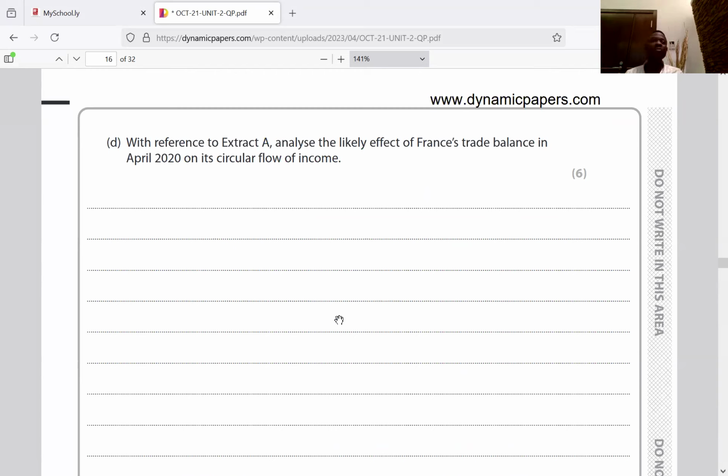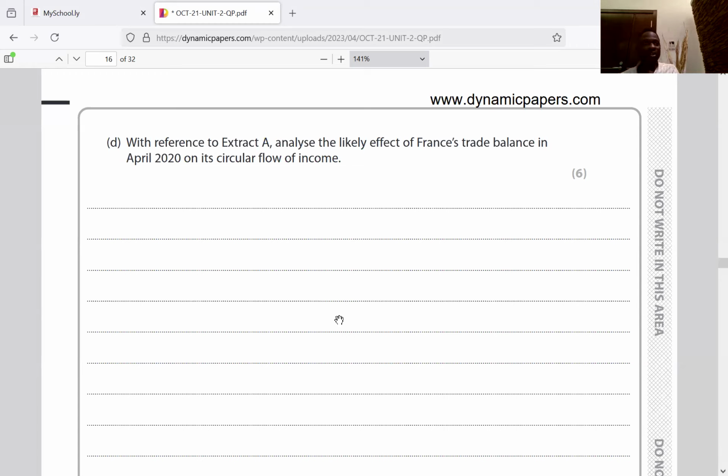So now, you have to define trade balance. You can define trade balance as exports minus imports, X minus M. That's trade balance, and you can say it implies the value of exports minus imports. Whatever way you say it, it's still right. So according to extract A, France was running a trade deficit of 5 billion euros in April 2020. This can be considered as a net withdrawal.